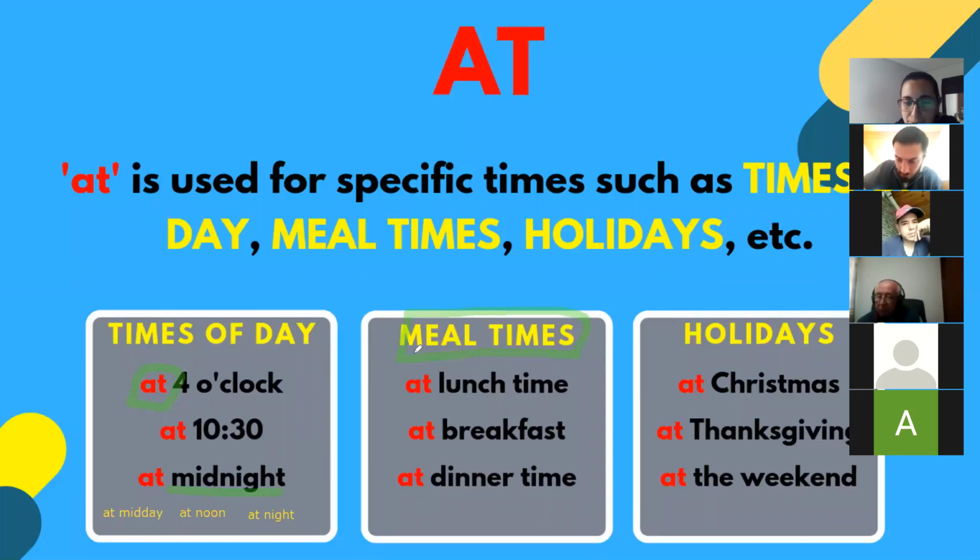Well, now we use also preposition at to express the meal time. You know what is meal in Spanish? Comida. Exactly. So it represents the three meals: the breakfast, the lunch, the dinner. So in this case you said at lunch time, a la hora del almuerzo. At breakfast would be al desayuno. And finally you said at dinner time, which is la hora de la cena.